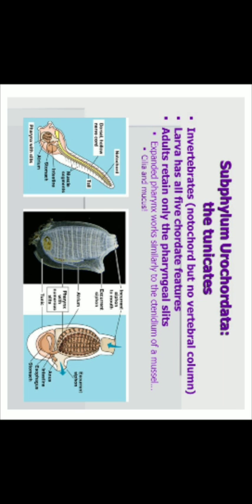They have a closed circulatory system, and the development here is indirect. So Herdmania is an example. Some examples are shown over here. The first one is Ascidia, and the second and third are Herdmania.